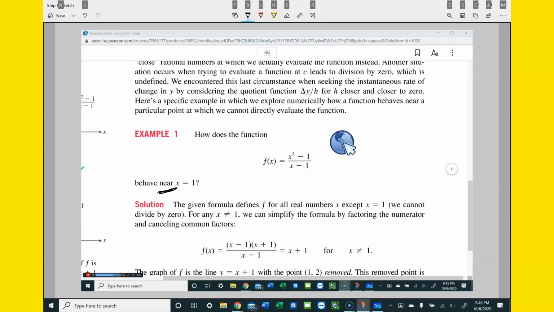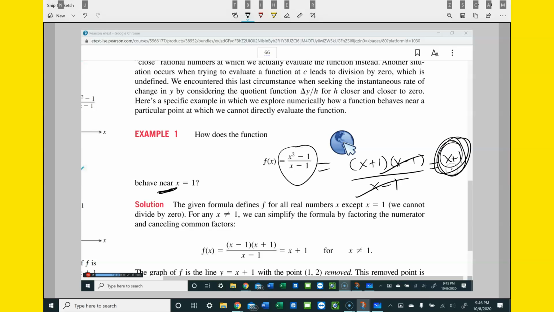One way that we could do that is by just simplifying this function. If we factor the numerator as a difference of squares, then we find that the denominator cancels, and so this leaves us with x plus 1. So this function acts just like this function, except at the precise infinitesimally small point where x is equal to 1. Everywhere else, it is exactly the same as this function.